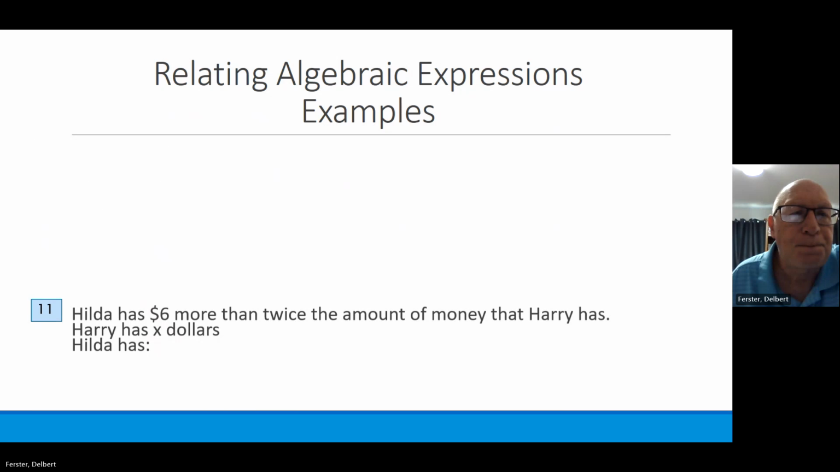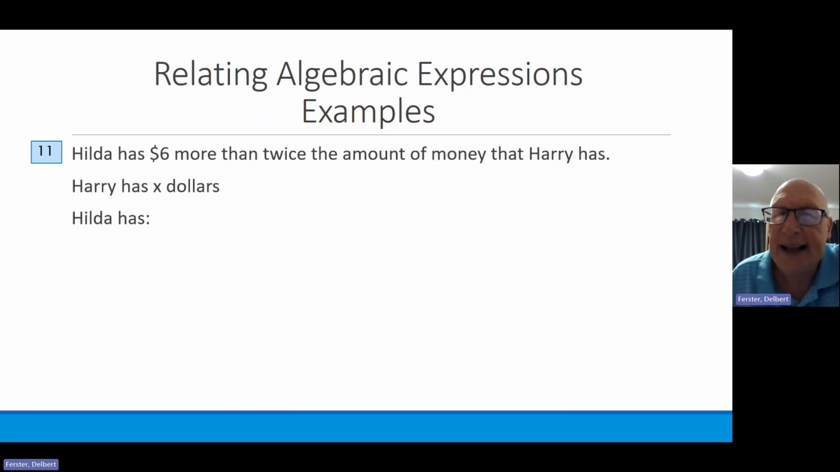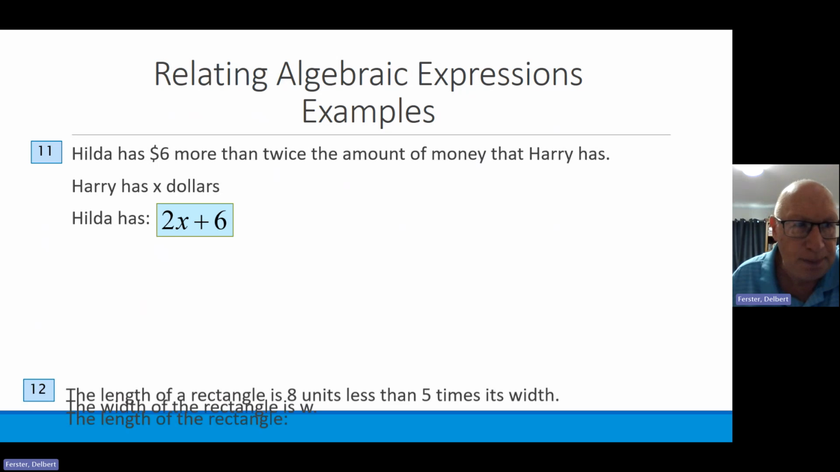All right. 11. Hilda's got 6 more than twice the amount of money Harry's got. Harry's got X. All right, so first of all, you're going to say, well, I'm going to go 2x plus 6. If you would have written this 6 plus 2x, you'd still be okay. Remember, addition's pretty flexible in terms of order, unlike subtraction.